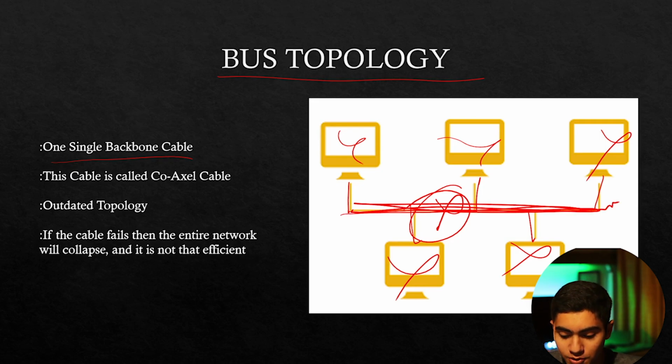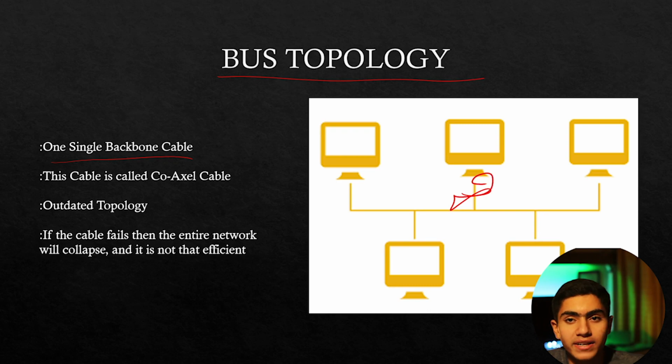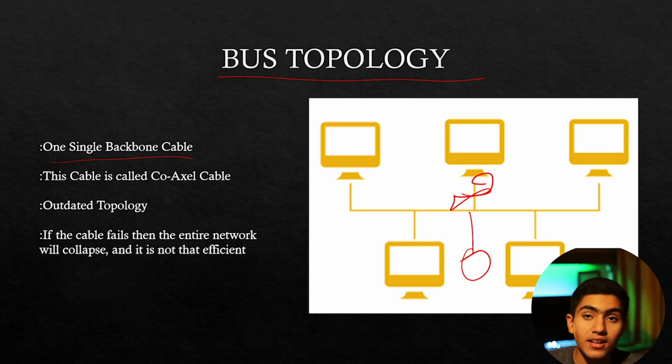All right, so this is the disadvantage of bus topology, and the advantage is that you can connect and remove devices very easily. If you remove this device, it won't affect the network. If you add some device here, it won't affect the network. So these are the advantages and disadvantages of this topology. This cable is called a coaxial cable. It's an outdated topology. You won't find it anywhere in the industry these days.